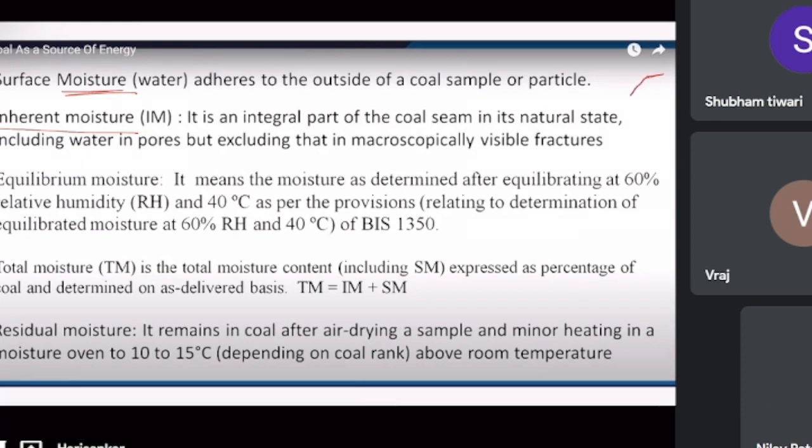So you have the inherent moisture, then you come down and you can have an equilibrium moisture. So basically the same that you can find for coal as well. So you have the surface moisture, the inherent moisture, the equilibrium moisture content, and then the residual moisture content. This residual moisture content basically means the moisture that is still remaining in the coal even after air drying the coal sample for a period of time. So that is the residual moisture content of coal. Just a few of the definitions of the different kinds of moisture that you can find in a coal sample.